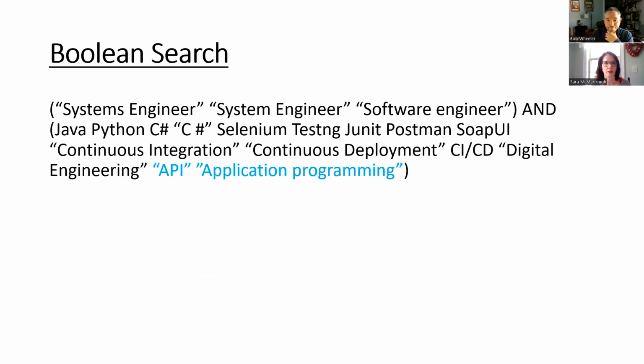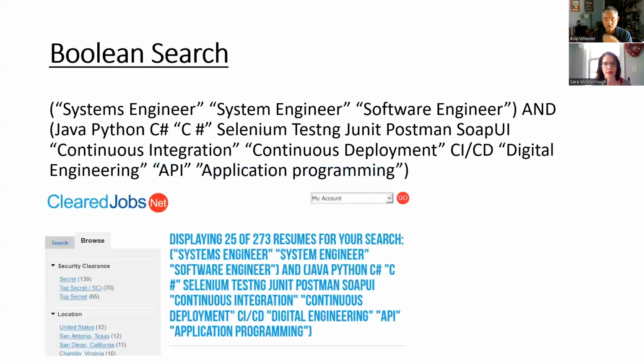See, just like that. So you see in the blue where Bob added the API and then the application programming. He didn't write the whole thing out, but those two words together will be enough to bring up that phrase if it is in fact in there. And now you'll see the difference in your search numbers. We've added a new thing. So we're going to get more because we've got more options that are inside there.